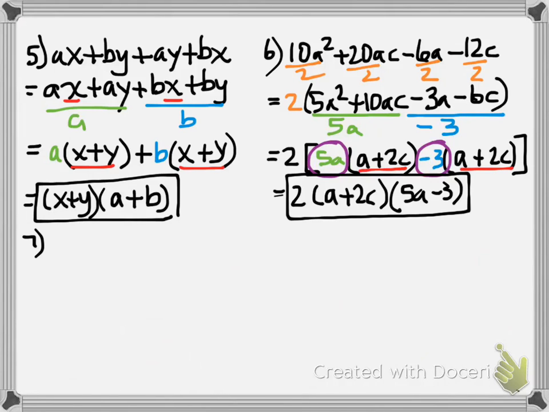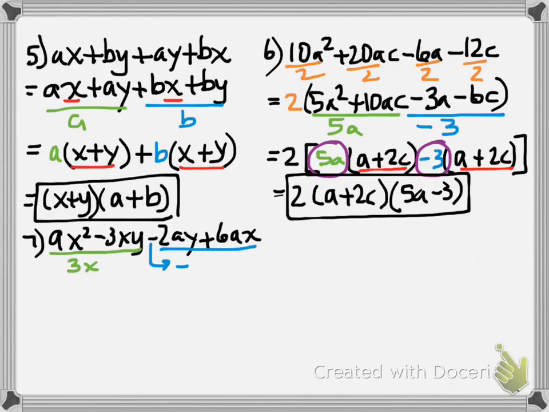All right, and we got one more. And this last one, we've got 9x squared minus 3xy. Ooh, might we have a GCMF of all of them? Minus 2ay plus 6ax. Nope. All right, so no GCMF here. So I'm going to pair them up 2 by 2. And these two have a 3x in common. These two have a negative 2a in common.